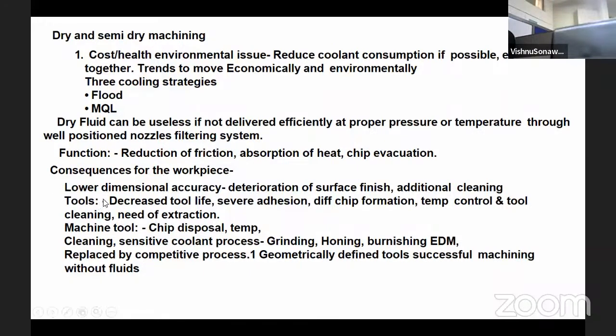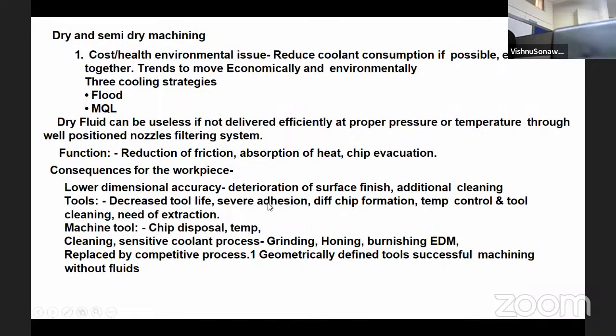The consequences for the work in dry machining operation are lower dimensional accuracy, deteriorated surface finish, and additional cleaning. These are the sub points we have to consider. If the oil is not supplied at the interface of the workpiece and the cutting tool, what will happen? Tool life will decrease.